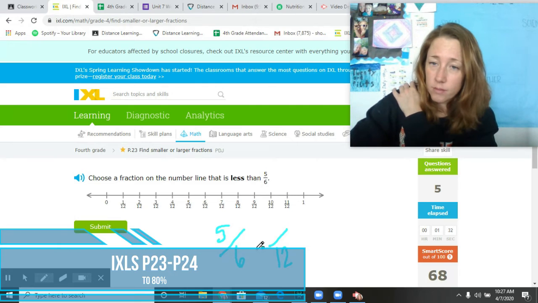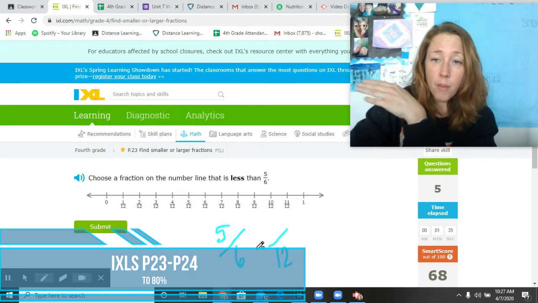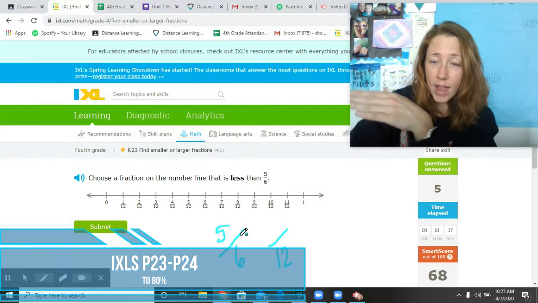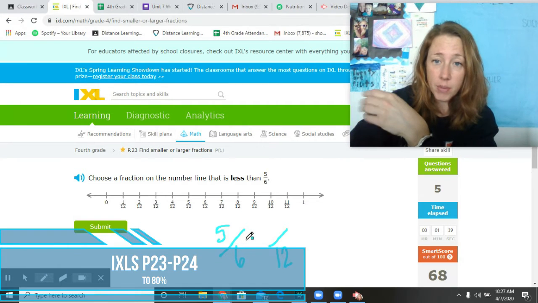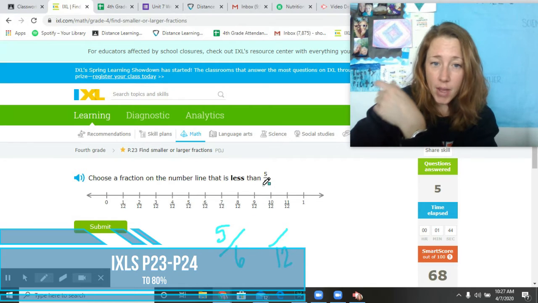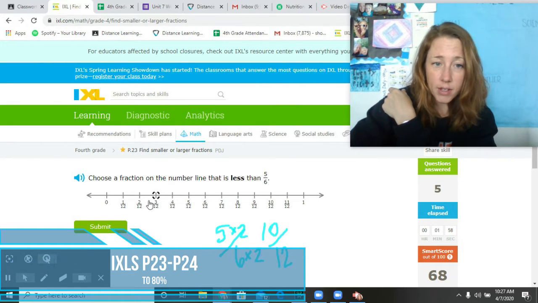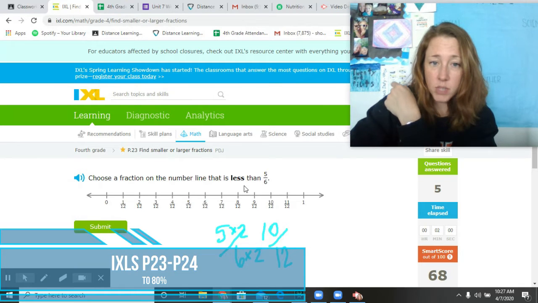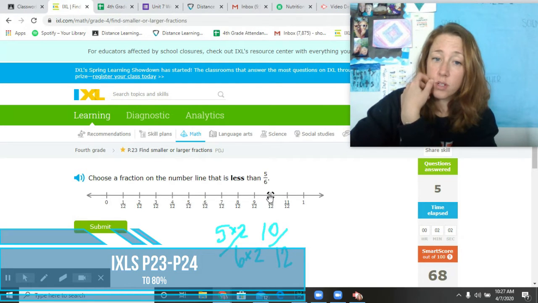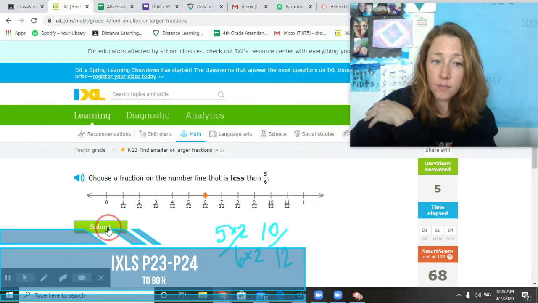So remember the basic rule for an equivalent fraction: whatever I do to the denominator, I have to do the same thing to the numerator. I know the denominator has to be 12ths, and my denominator right now is 6. What times 6 gets me to 12? 2. So I have to multiply the numerator by 2, and I get 10/12. So my selection has to be less than 10/12. Here's 10/12, so I'm going to pick anything less and submit that.